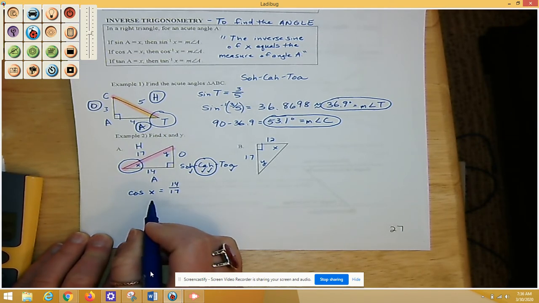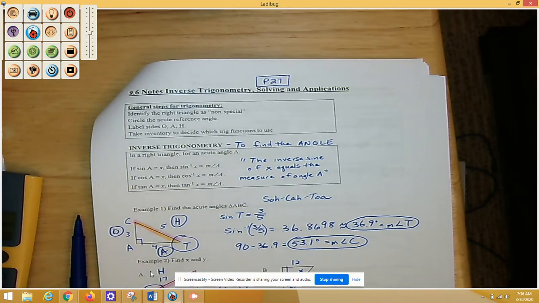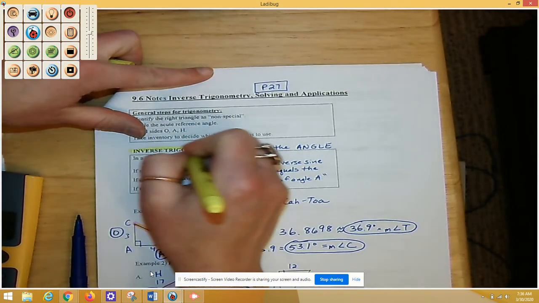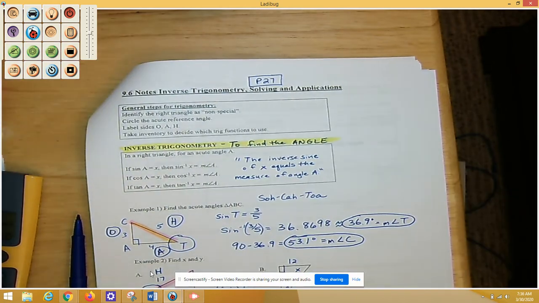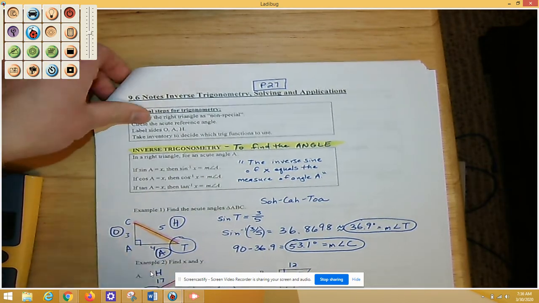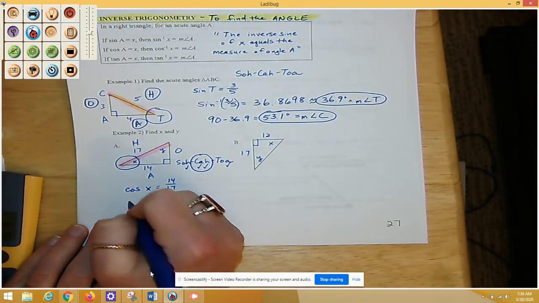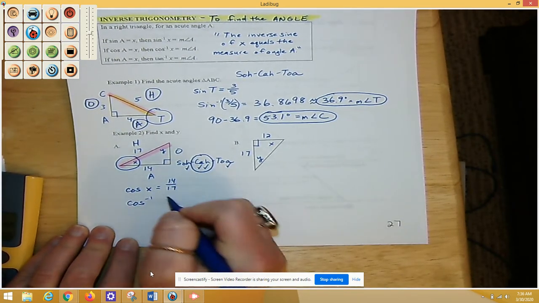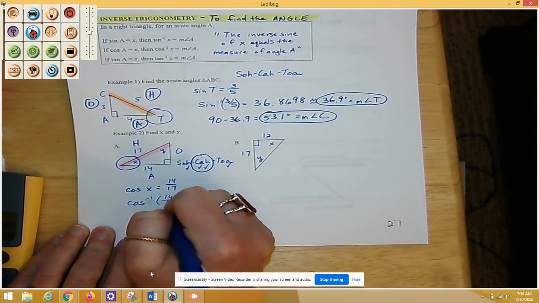And now anytime I'm looking for the angle, we're going to use inverse trigonometry. And I'm going to come back up here at the top, and I am going to go ahead and highlight that. So if I'm doing inverse trigonometry, I'm always finding the angle. So that's the whole point of the inverse trigonometry. All right, and now I'm looking for the angle, so I'm going to use my inverse trig. So I'd like to see you write on your paper the inverse cosine of 14 over 17.